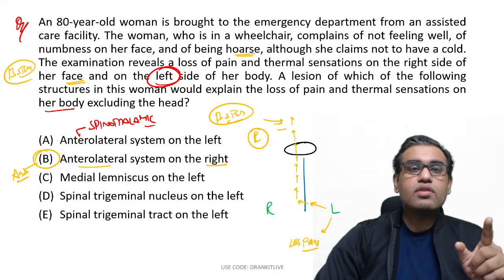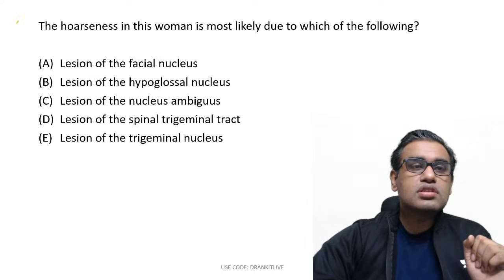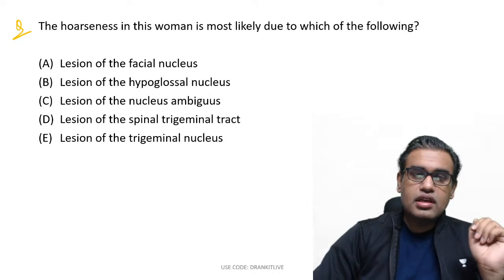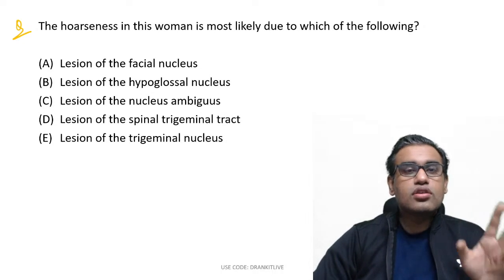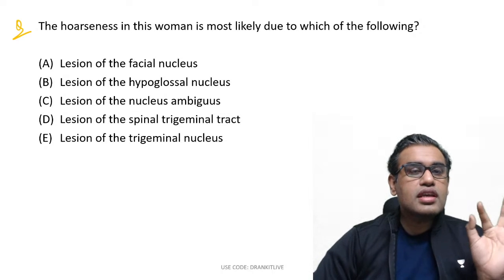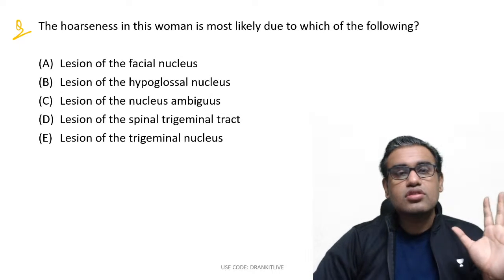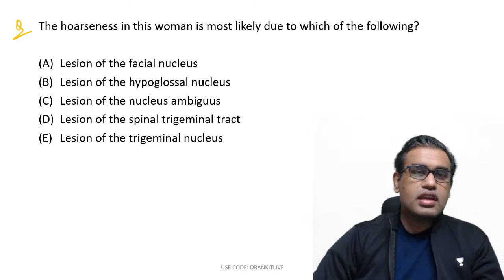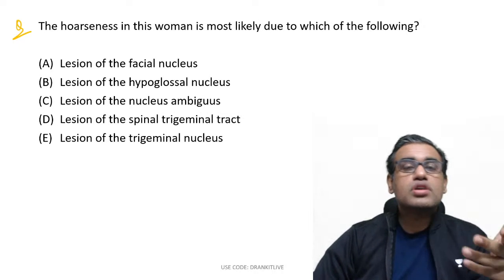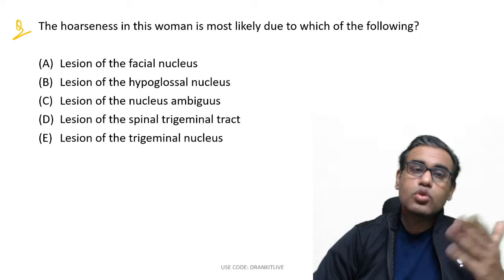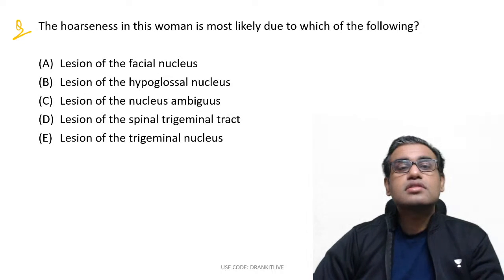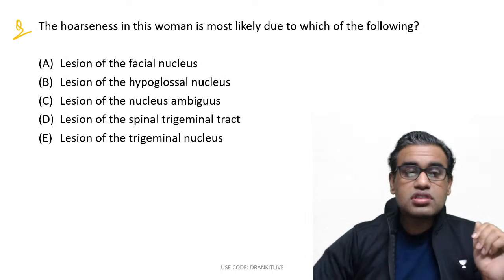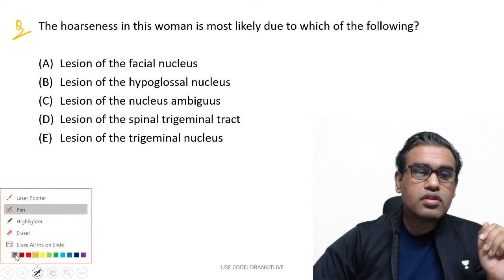In the same question, the lady was also hoarse. So the hoarseness in this lady is most likely due to which of the following? Lesion of the facial nucleus, hypoglossal nucleus, nucleus ambiguus, spinal trigeminal tract, or lesion of the trigeminal nucleus. You can understand that the basic question would be of the last one, and then this could be a new question. After that last line, the question would change like this. So hoarseness in this woman is most likely due to which of the following? Hoarseness of voice is most likely due to which of the following? Yes, try to answer this question.